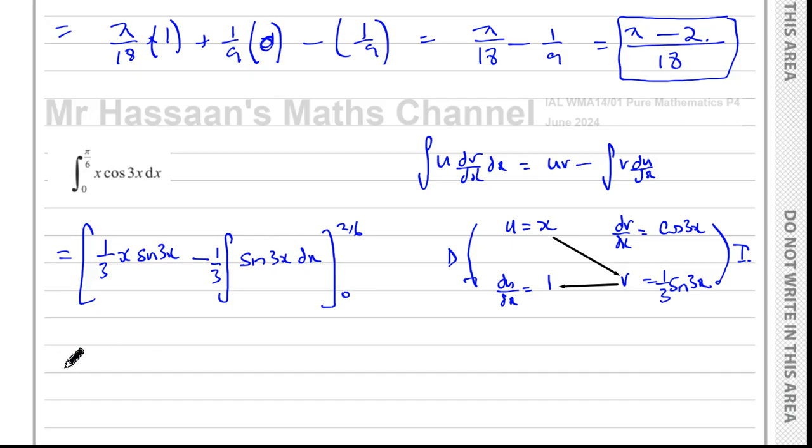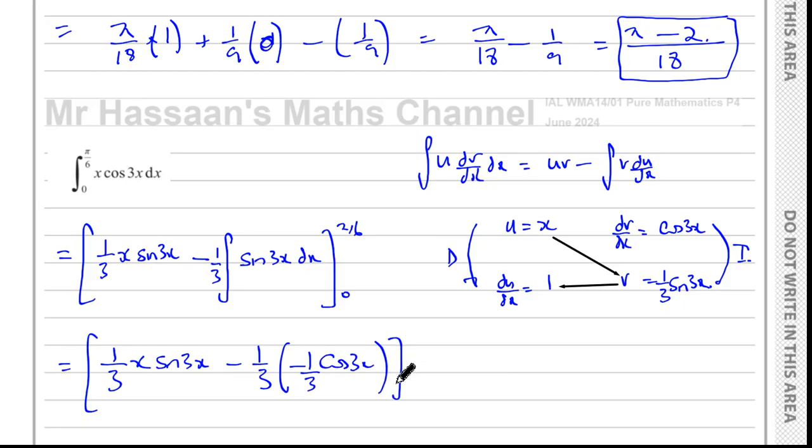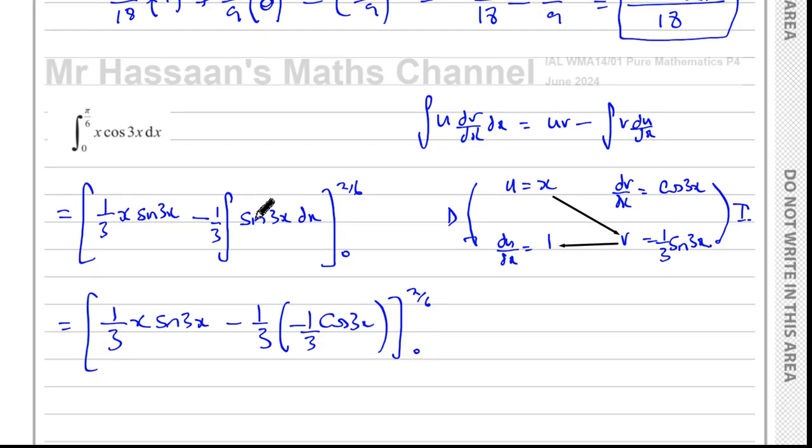So we have to integrate this part now. This is a third x sine 3x, and this is minus a third, and if you integrate the sine of something, it gives you negative cosine of the same thing, but then divided by the differential of 3x, which is 3, and that gives you, these are limits. Now we can calculate it.